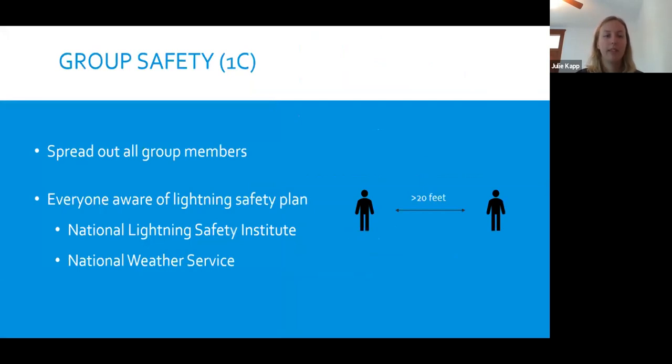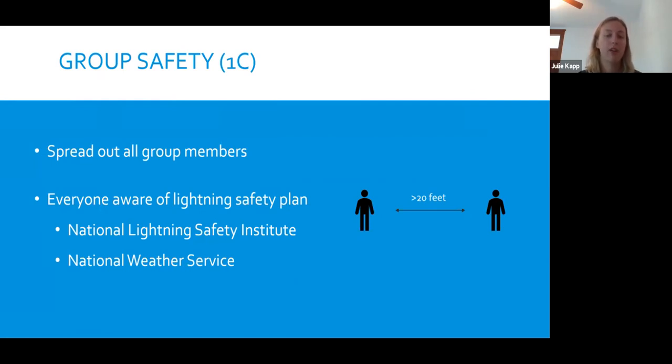For group safety, it's important to spread out all group members at least 20 feet apart. Lightning is able to jump up to 15 feet between objects. So it's really important for everyone in the group to spread out to avoid any splash injuries, to prevent mass casualties. All group members should also be aware of the group specific lightning safety plan.